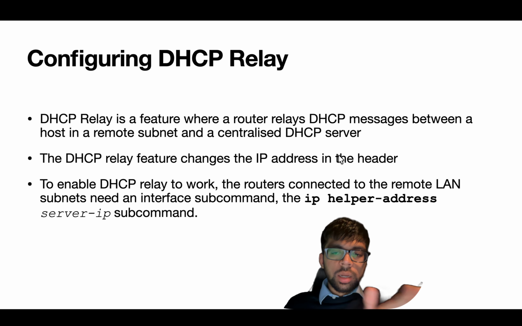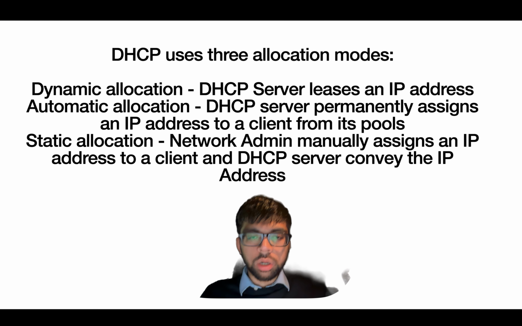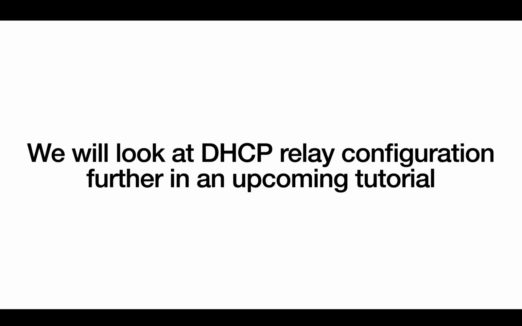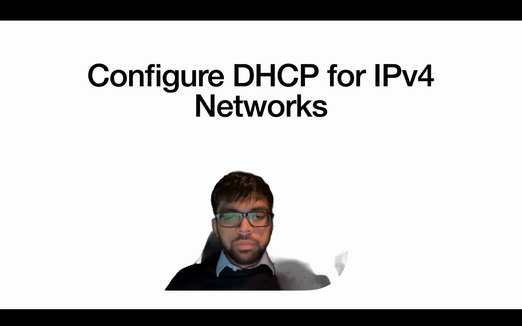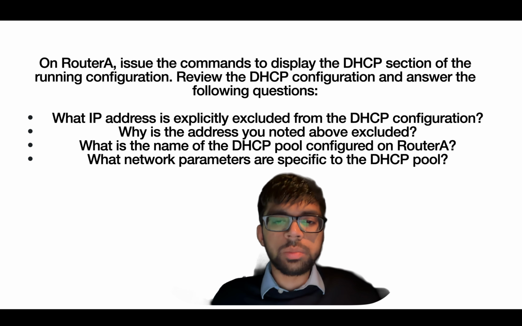So we use the IP helper-address subcommand to enable us to do this. Like we did here, this would have been configured as ip helper-address 192.168.2.11. This is the IP address of this server that would have been configured on router 1. Okay, that's what needs to happen. So we're going to be looking at DHCP relay configuration now, configuring DHCP for IP networks.